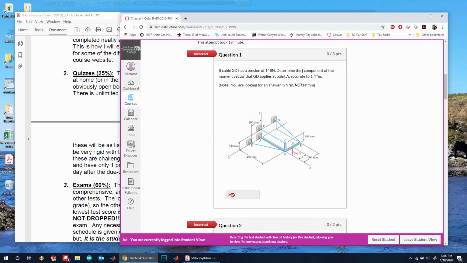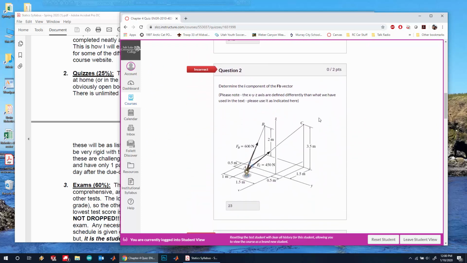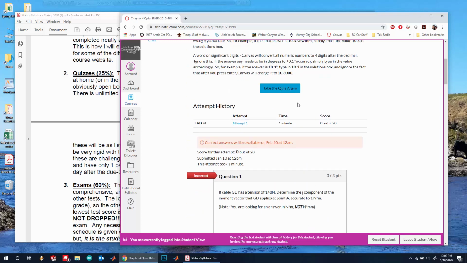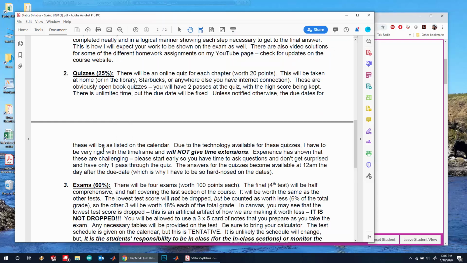So here I say, hey, this is wrong, but I don't know what it is. Starting the day after it's due, yeah, here it is right here, the correct answers will become available, which means that I have to be completely inflexible with late submissions to quizzes. So the deal is that I will give 0 time extensions for quizzes, no matter what. Because of that, because there are very real excuses why sometimes people miss things, I will drop the lowest quiz score.